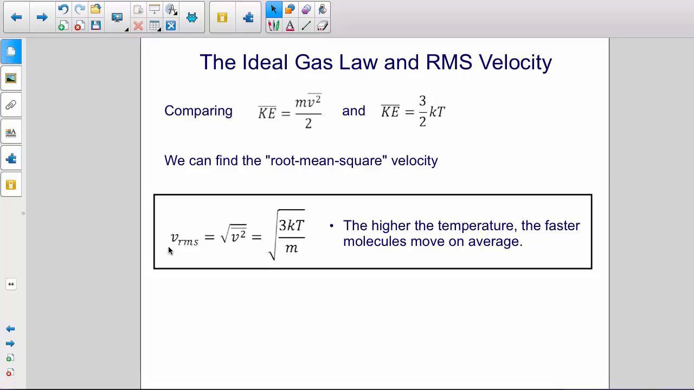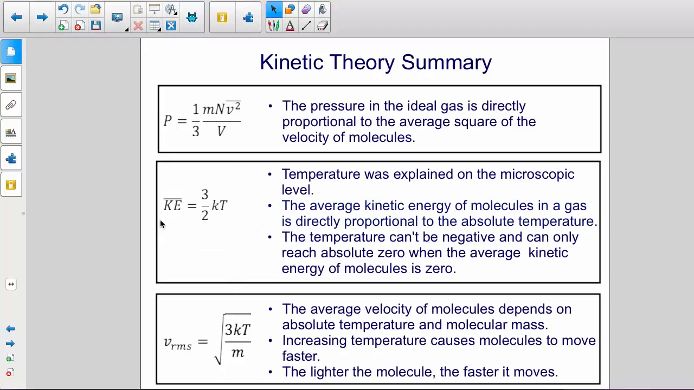So this is the third of our equations, and it tells us that the higher the temperature, the faster the molecules move on average. So let's summarize the results of kinetic theory.